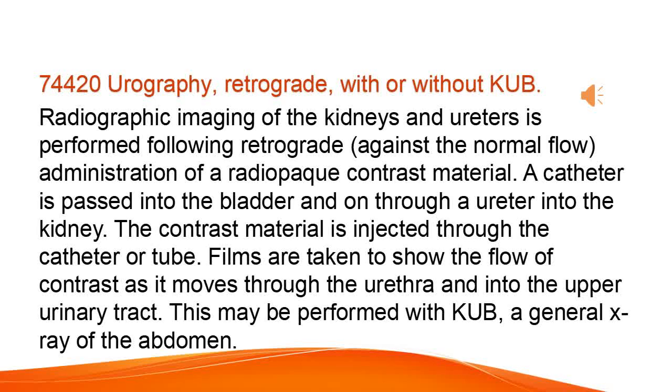Urography, retrograde, with or without KUB. Radiographic imaging of the kidneys and ureters is performed following retrograde, against the normal flow, administration of a radiopaque contrast material. A catheter is passed into the bladder and on through a ureter into the kidney. The contrast material is injected through the catheter or tube. Films are taken to show the flow of contrast as it moves through the urethra and into the upper urinary tract. This may be performed with KUB, a general X-ray of the abdomen.